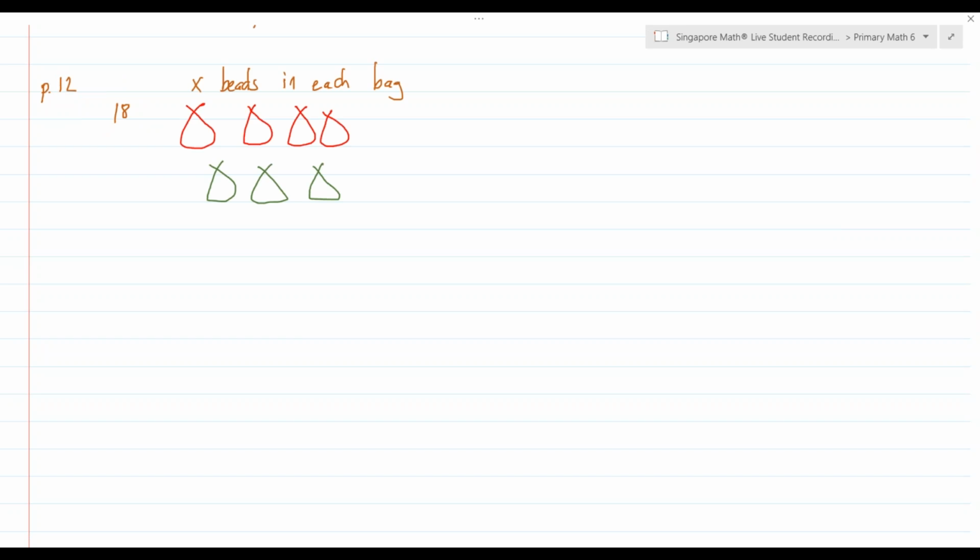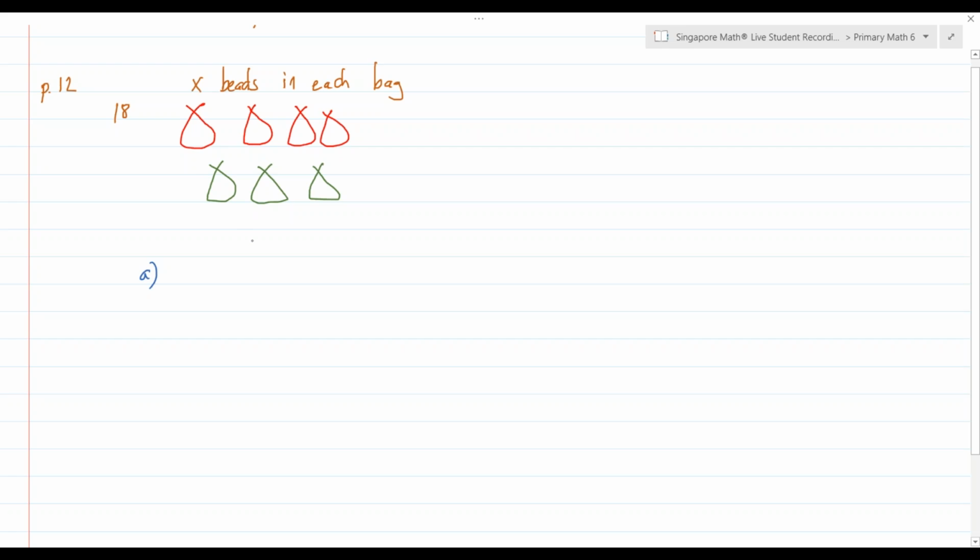On page 12, problem number 18, you see that John has 4 bags of red beads and 3 bags of green beads, and there are X beads in each bag. A little bit of a tongue twister there. So the first thing we want to know and start solving for is find the total number of beads in terms of X. How many beads are there?